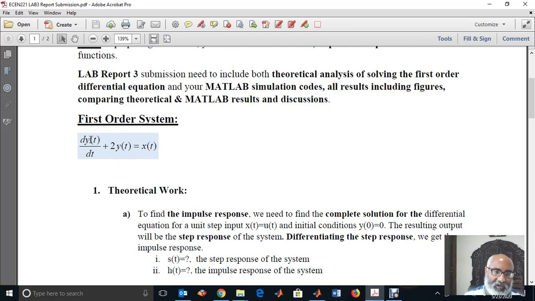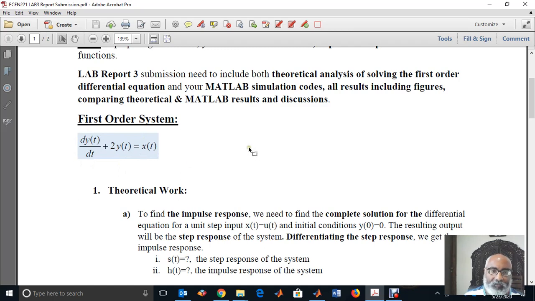Remember, a differential equation relates the input and the output. In this case, x of t is the input to the system, and y of t is the output of the system. And this differential equation is dy/dt plus 2 times y of t is equal to x of t. So the maximum derivative for the output is the first derivative. That's why it is called a first order differential equation, relating the input x of t and the output y of t.